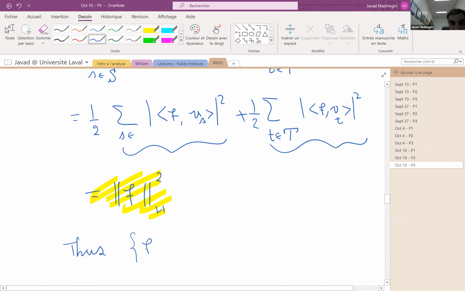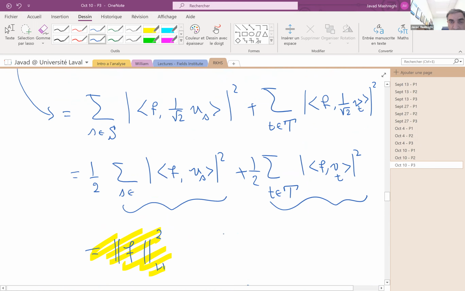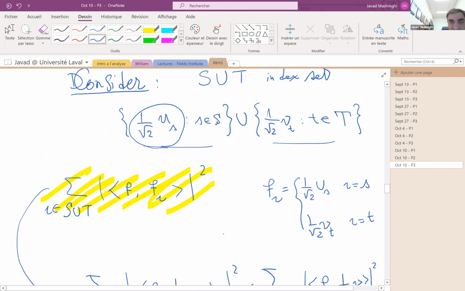The collection F_iota, iota in S union T, is a Parseval frame, with two comments. If I remove 1 over root 2, it's still a tight frame, but it's not a Parseval frame. The coefficient A appears. So a normalization is hidden here with the square root.